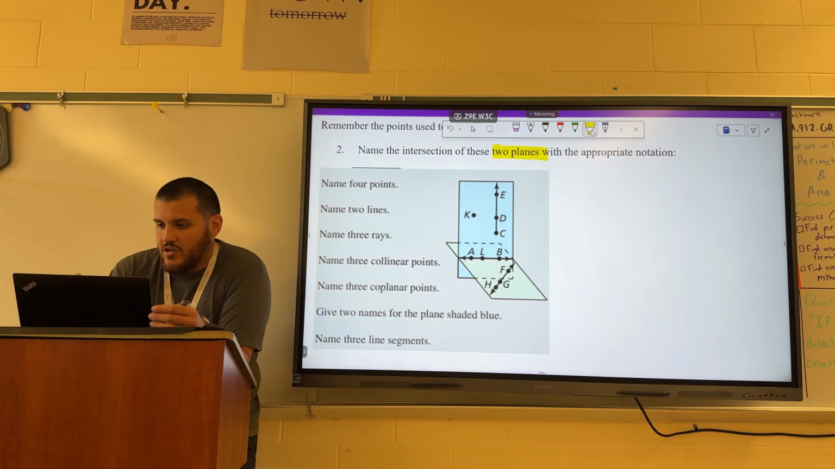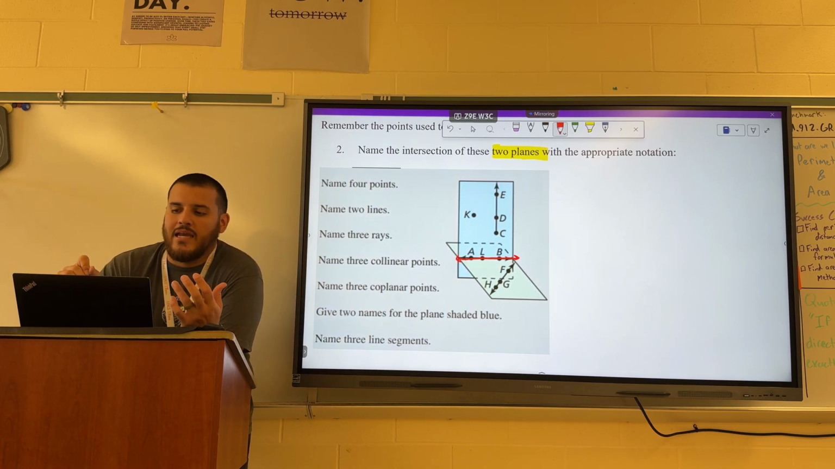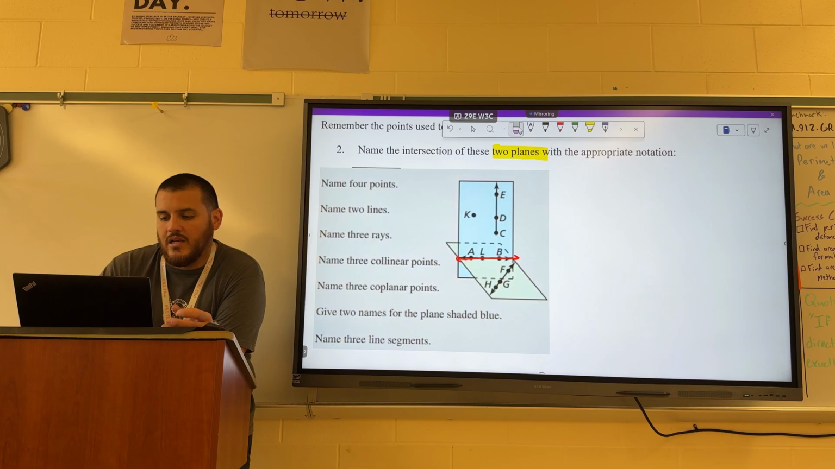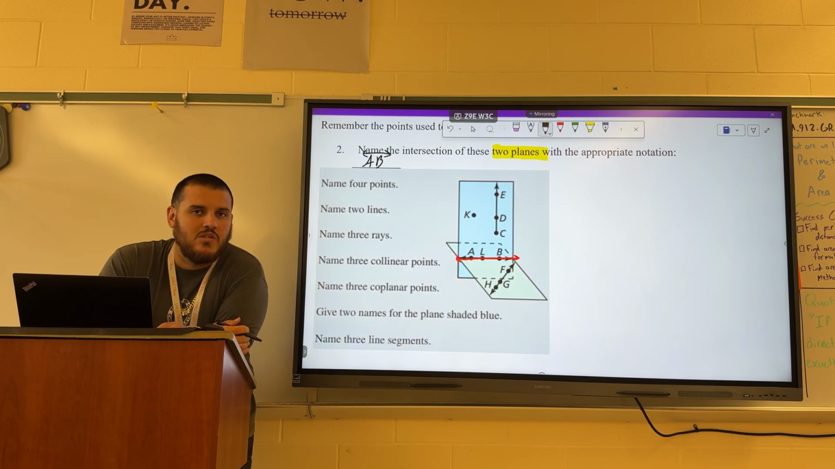Okay, so for the figure shown here, that would be this line right here where our planes kind of slice through each other. And to name that line, I would just use any 2 points that are on it. So I have points A, L, and B to choose from. A simple name for that line would be line AB as the intersection of our 2 planes.